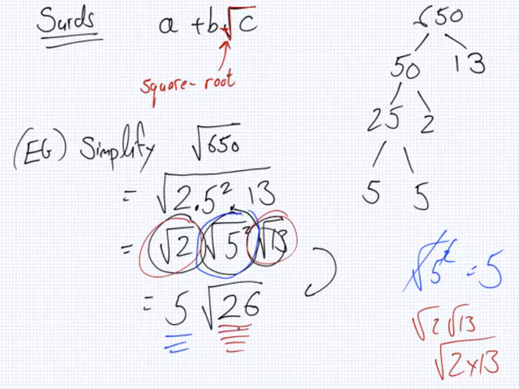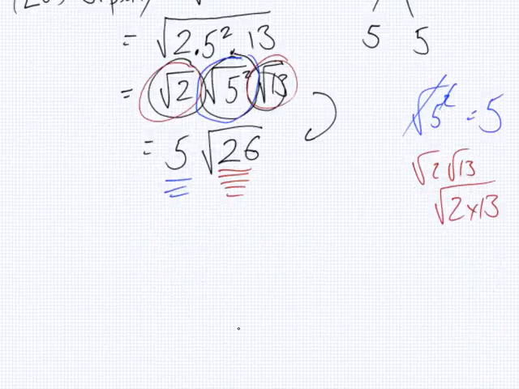Okay, another example. Do you have this? Yes. Okay, next example. We'll say root 693.